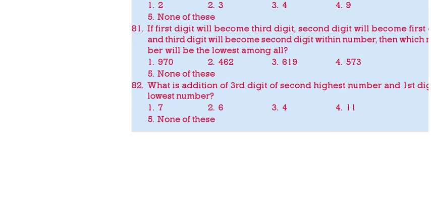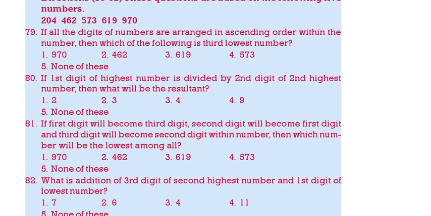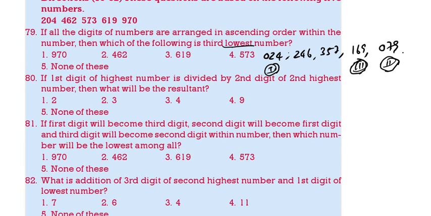79 to 82. These are based on the numbers. Based on the numbers, you should answer the question. See the first one. If all the digits of the numbers are arranged in ascending order within the number, write down within the number ascending order. So we will get 024, then 246, then 357, then 169, then 079. This is the first lowest number, this is the second lowest number, this is the third lowest number, 169. For that, the original number is 619.